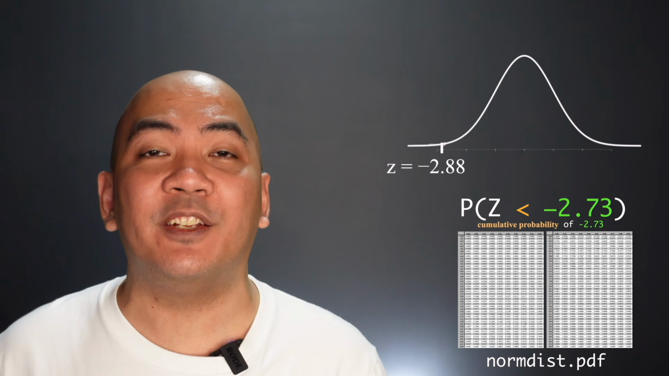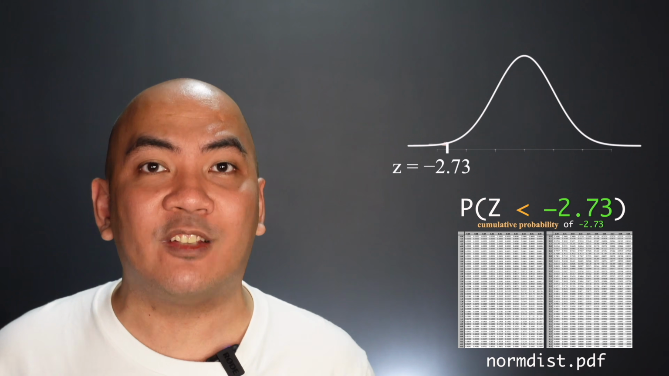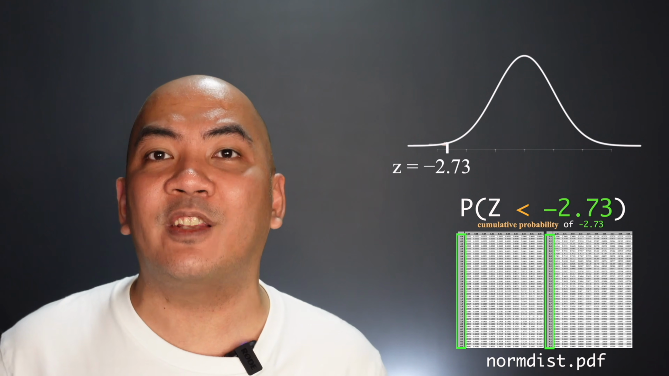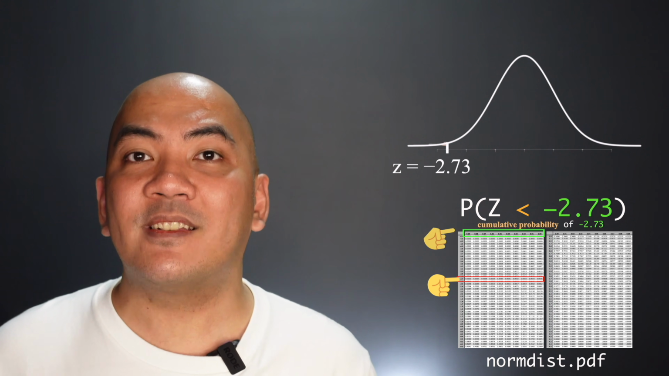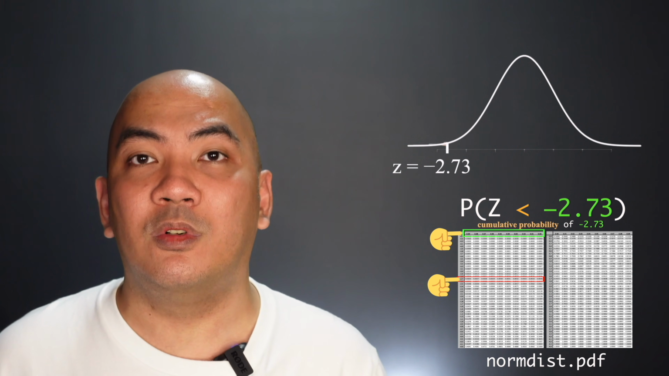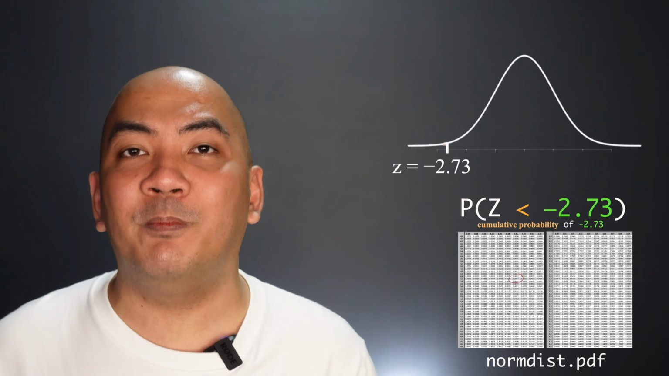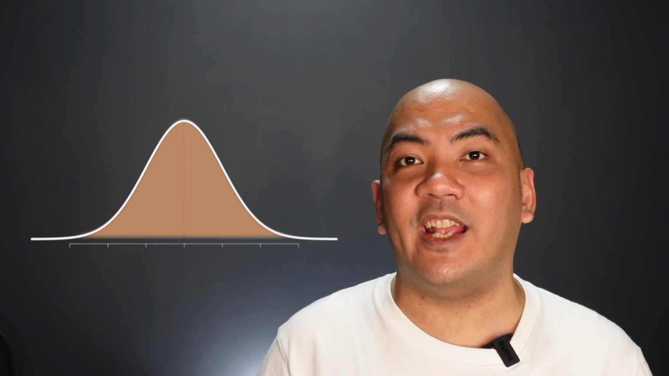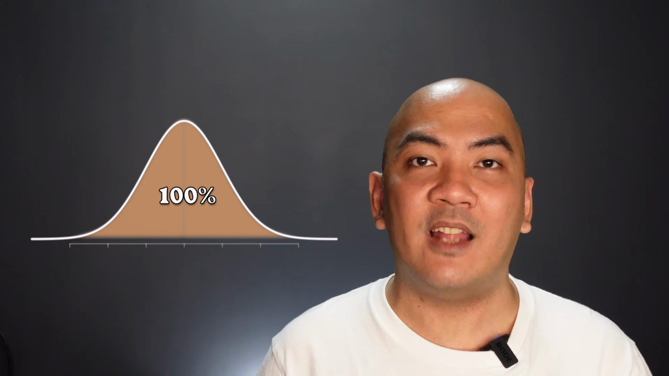So for example, if you're looking at the cumulative probability of z at negative 2.73, or the probability of standardized random variable z to be less than negative 2.73, all you have to do is to take a look at negative 2.7 on the leftmost column and 0.03 on the uppermost row. Whatever is the intersection of that is the cumulative probability that we are looking for. Just keep in mind that the total area in the normal probability distribution is always equal to 1.0 or 100%.